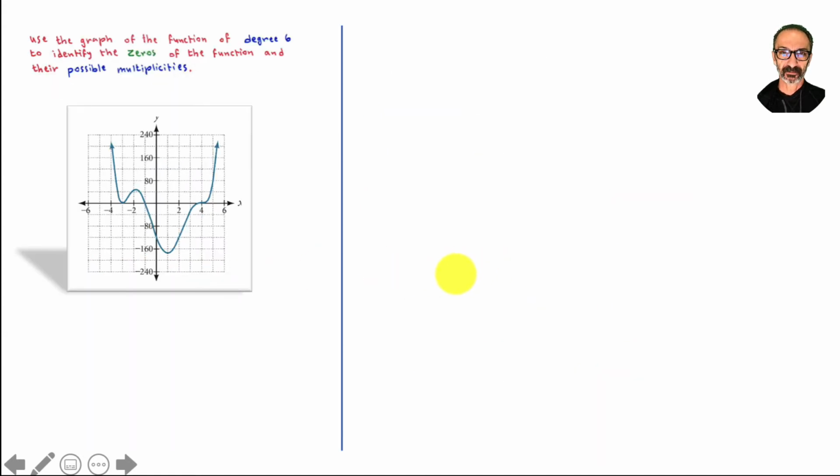Here's another graph. Use the graph of the function of degree 6 to identify the zeros of the function and their possible multiplicities. All right. They told us the polynomial function is of degree 6. The sum of the multiplicities must be 6.